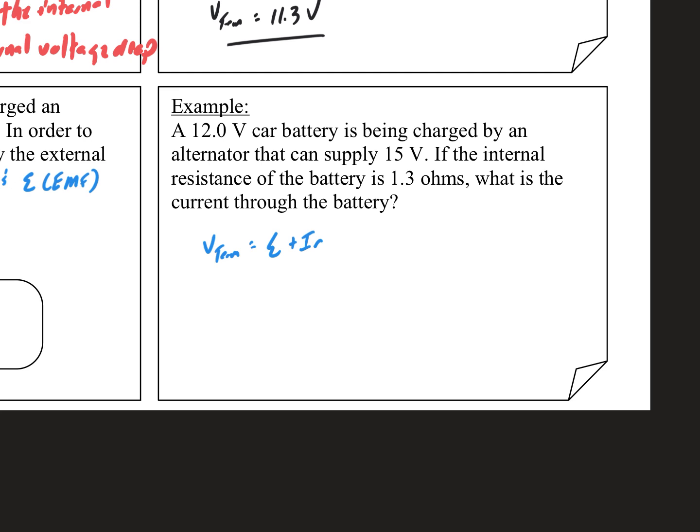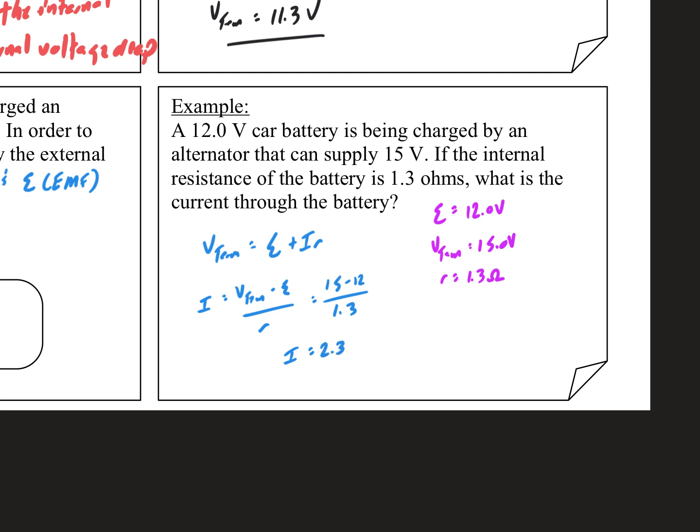In this setup, we have to make sure we understand where the things are coming from. So I'm going to write this out real quick. In this question, my epsilon is 12 volts. That is the battery. The terminal voltage, that's the external thing charging it, is going to be 15 volts. And the internal resistance has stayed the same at 1.3 ohms. When I plug this in, I'm going to solve for I first. I equals the terminal voltage minus epsilon over resistance. When I plug everything in, I get 15 minus 12 over 1.3, which gives a current of 2.3 amps running through the battery to charge it.